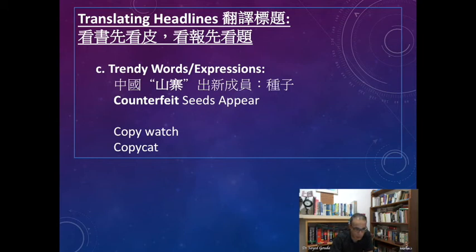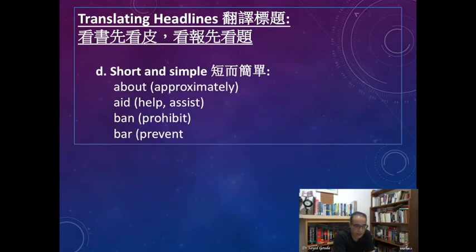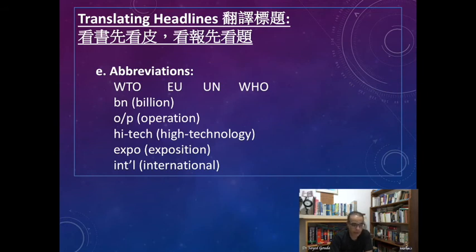As I said in the second lesson, you should use short and simple words. So you should say about instead of approximately, aid instead of help or assist, ban instead of prohibit, bar instead of prevent, and so on. Use abbreviations, for example WTO, EU, UN, WHO, BN for billion, and so on. High tech for high technology, expo for exposition, and so on.